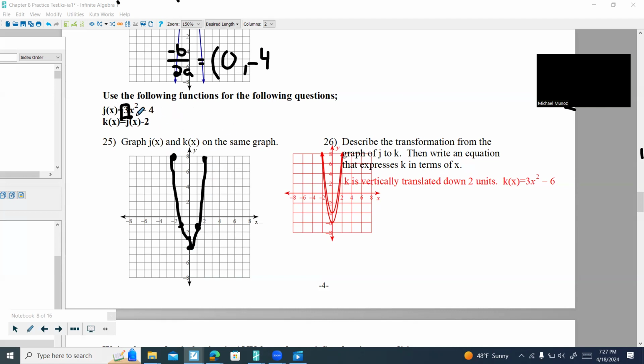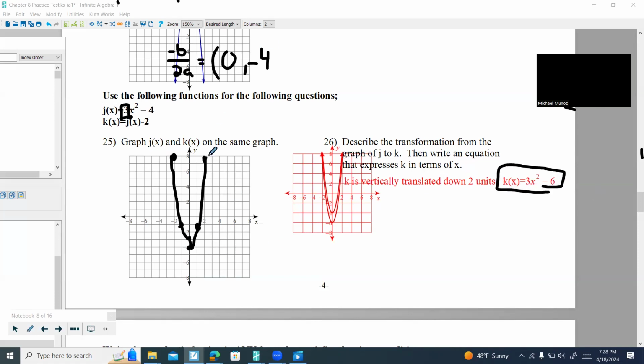And then this one says K, so this we just did line J. For this K one, it's the same thing as J, which is 3x squared minus 4, but we're going to minus another 2. So we're just going to jump over here to 26 real quick, and it says write an equation that expresses K in terms of x. Well, it's the same thing, but we're going to minus 2. So negative 4 minus 2 is negative 6. That's where this equation comes from: it's the same thing, but we subtract 2 from it, giving us a negative 6.